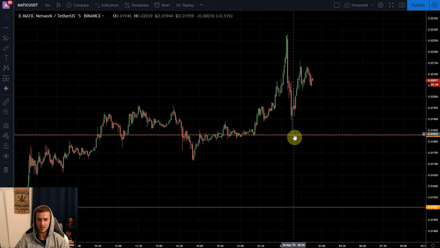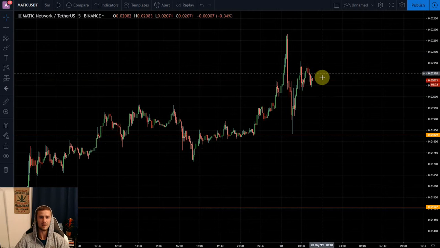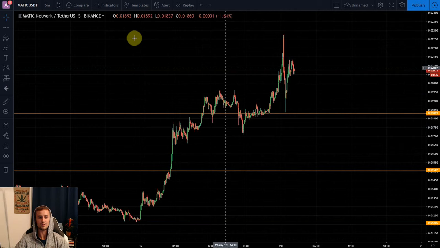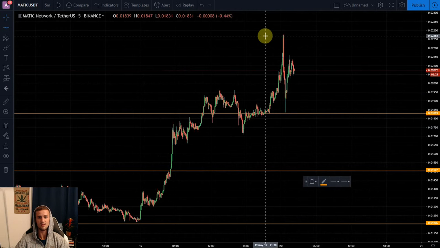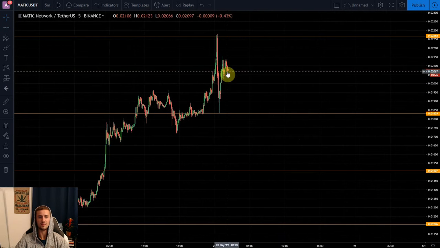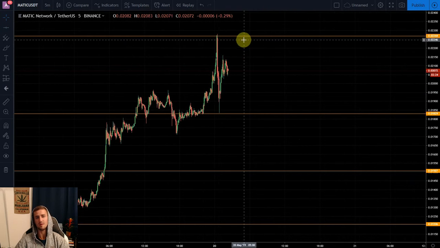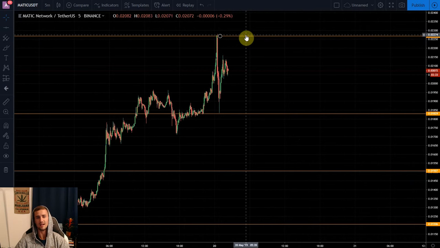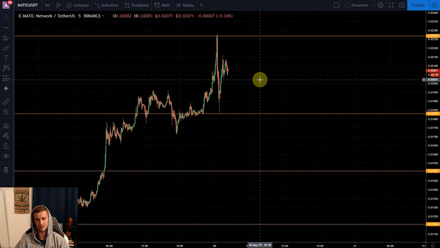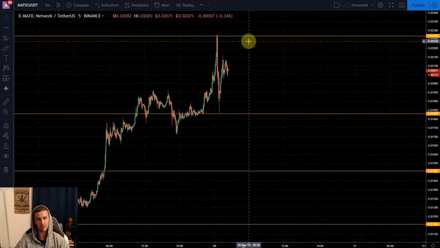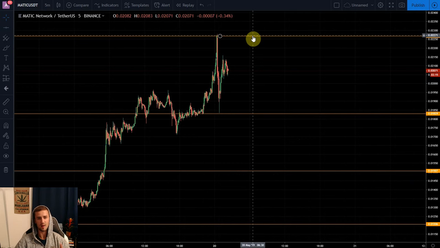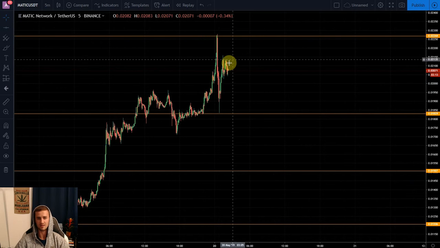And so it just about touched that line, and it flew straight back up again. Now we can draw resistance levels right here to predict future price movement. So if the price goes up, we can predict that it's going to hit here before it gets rejected and falls down a little bit. It may go through it, but we can help predict and place our buys and sells accordingly.